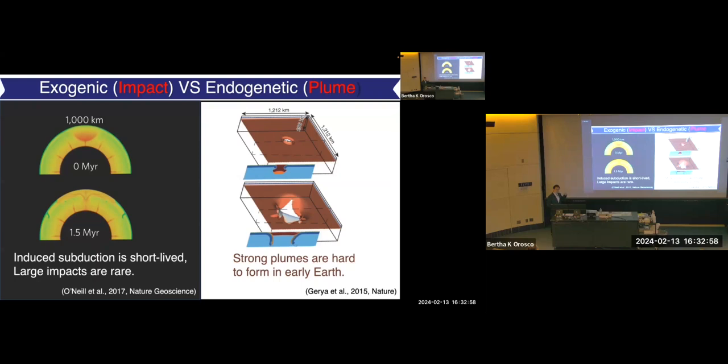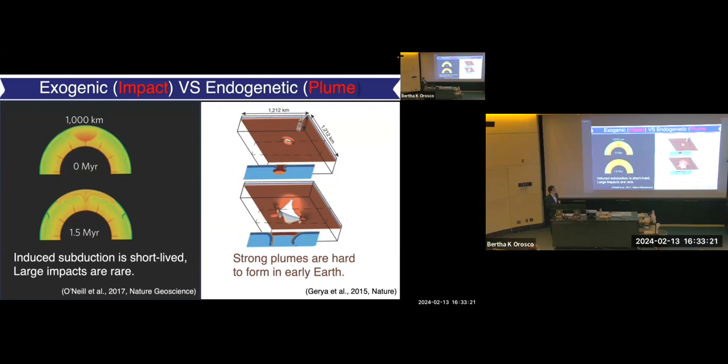It will disappear quickly after 2 million years because it needs the large-scale impactor to keep bombarding the Earth to make it happen. And also, we know this kind of large impactor is rare, even on Earth. Another one is internally driven processes, endogenic, plume driven.